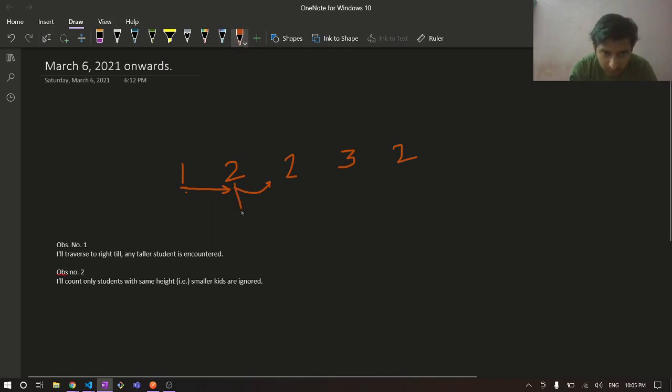if this 2 is visited by me, then I know that all his friends, I am considering the students with the same height and having no taller student between them, are friends. Okay, so if 2 is under check, all his friends, that is all students that he can see and has the same height as this one, will be taken as his friends, and I'll mark them visited. So when I visit this and observe it, I'll mark this visited.